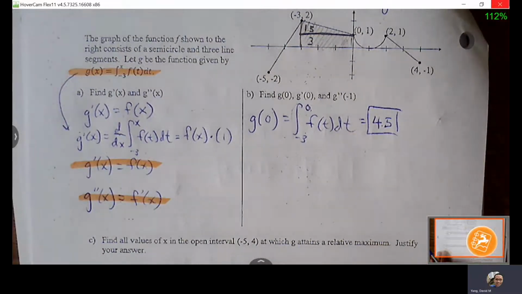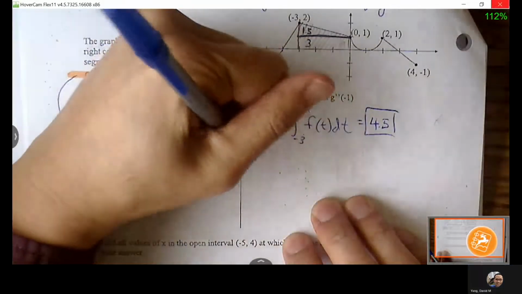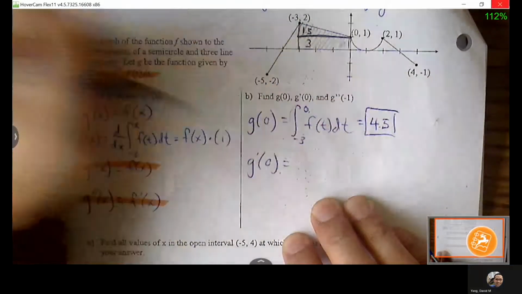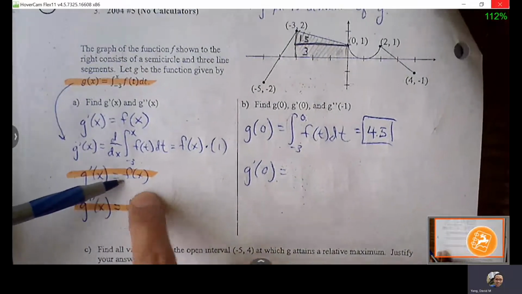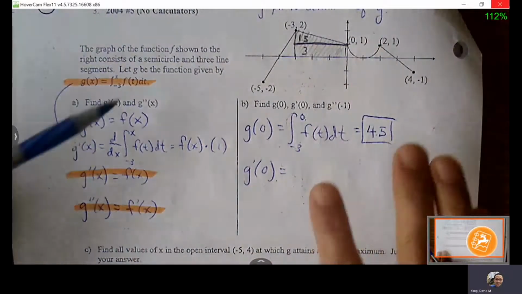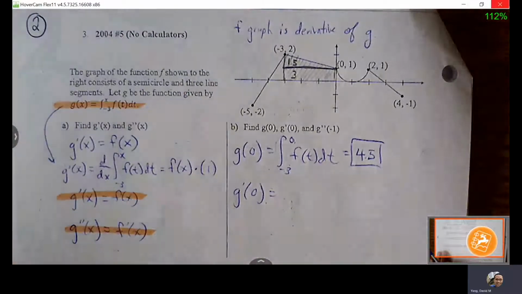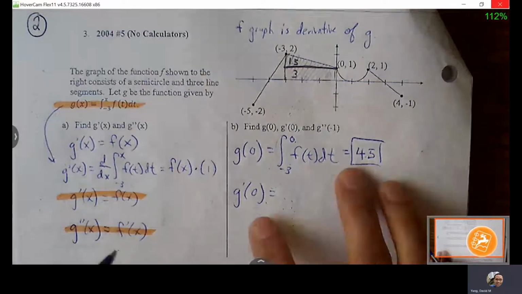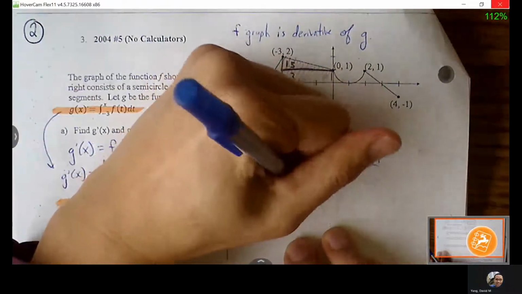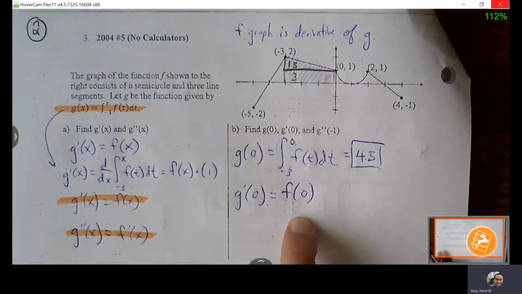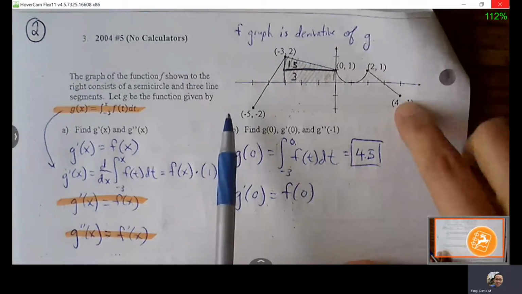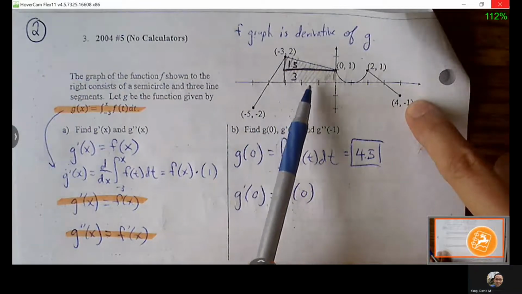Okay, next part, find g prime of 0. Do we have a relationship for g prime? Yes, g prime is f of 0. We have to build that relationship because the graph is in terms of f, so we have to find that connection between f and g. So f of 0 is simply asking us for the ordered pair of the graph. So what's f of 0? 1.